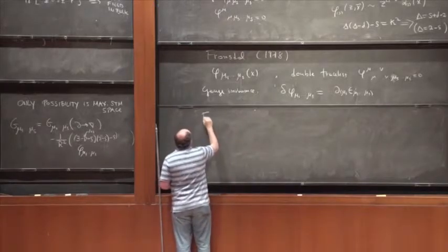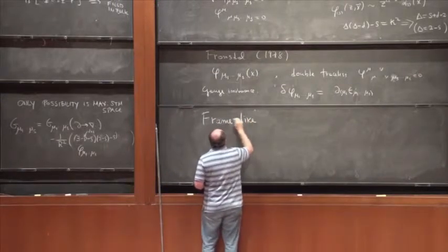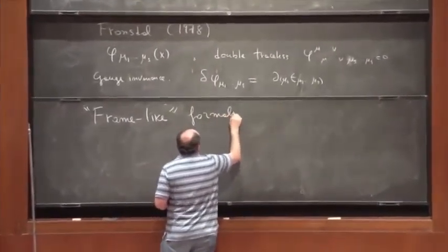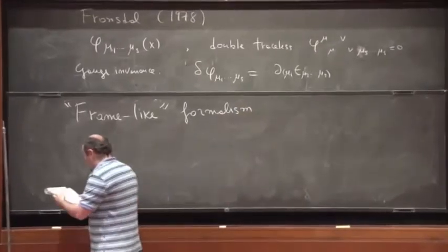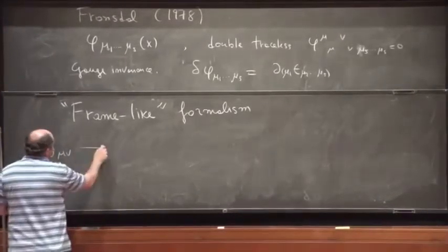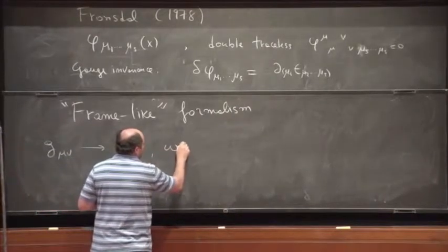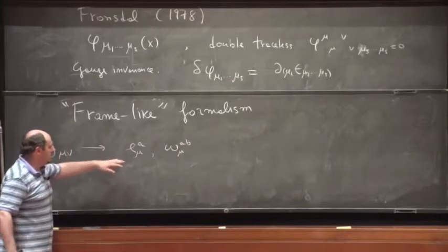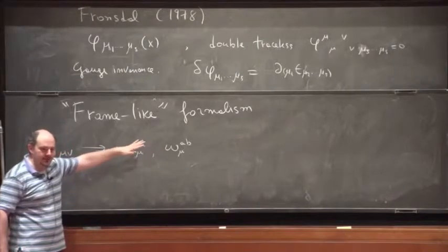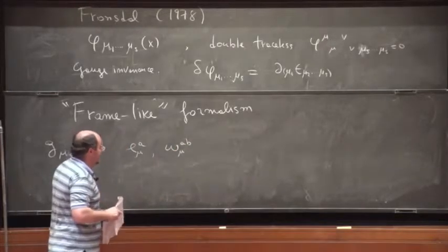So, frame-like formalism. Okay, so recall that in gravity, we can write down gravity, instead of in terms of the metric, in terms of the vielbein and the spin connection, where the mu's are so-called curved indices and A and B are the flat indices, the frame indices, and we have a local Lorentz invariance, and this omega is the gauge field for that.